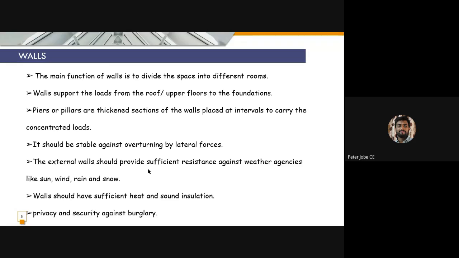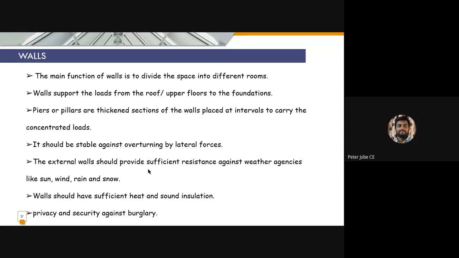And next, the main lateral force that comes into play while we are constructing a building is the wind force. So our wall should be strong against wind. It should not overturn due to the effect of wind. So wind is also a lateral force. The external wall should provide sufficient resistance against weather agencies like sun, wind, rain, and snow.